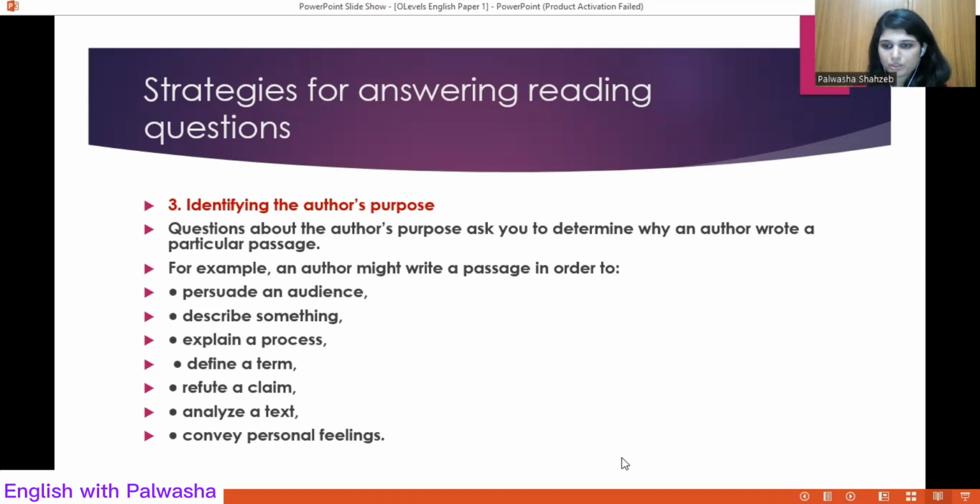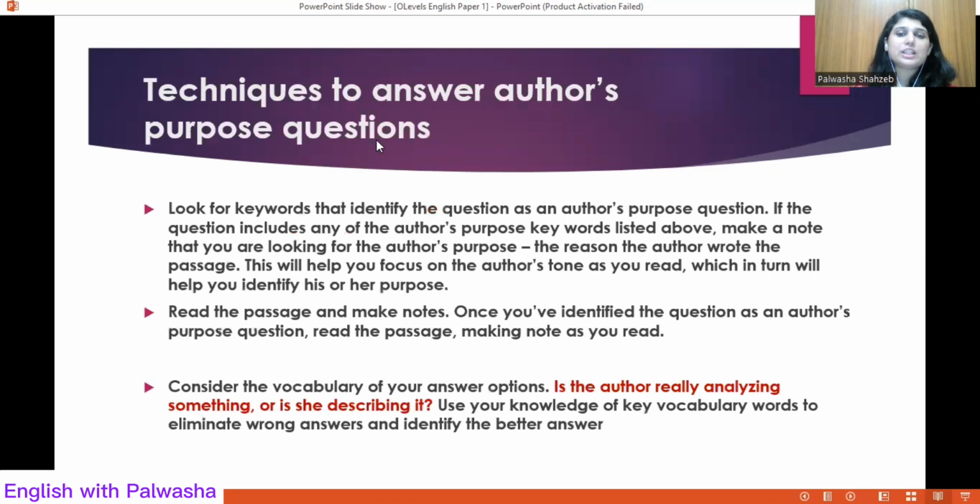Okay, now let's move on to the next thing, and that is techniques to answer author's purpose questions. Look for keywords that identify the question as an author's purpose question. If the question includes any of the author's purpose keywords listed above, as I told you previously, make a note that you're looking for the author's purpose. Okay, you're going to remember and learn the author's purposes which I've listed before. The reason the author wrote the passage will help you focus on the author's tone as you read, because I told you there are four things: purpose, tone, audience, and writing style, right? Which in turn will help you identify his or her purpose.